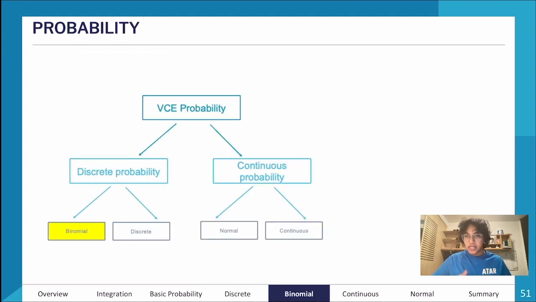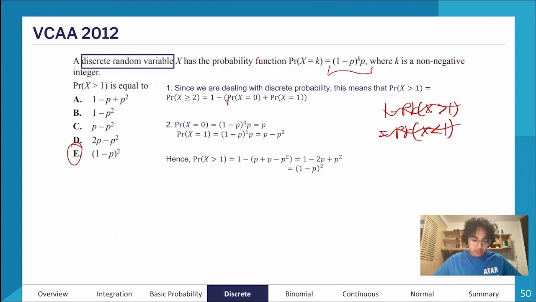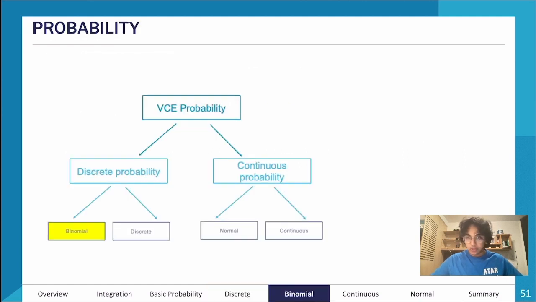Okay, so that's all there is really with discrete probability. It's just a lot of practice. It's good to expose yourself to a variety of question types. This is a really tough question, and I don't think I've seen anything like this outside of VCAA. So yeah, very good question to do.